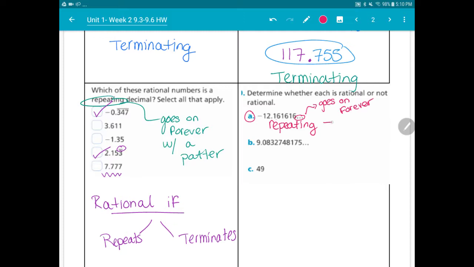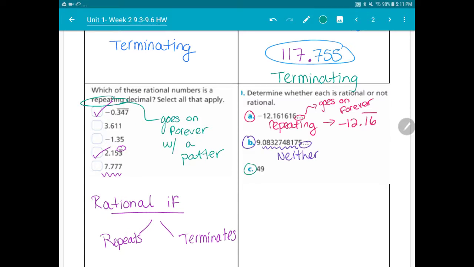So I can rewrite this as negative 12.16 with a line over it. Let's look at this next one, B. I see that there are lines, dot, dot, dot, but it does not have a pattern to it. All these numbers are random, so this is not repeating and not terminating, so it is neither. So I'm actually going to write neither.